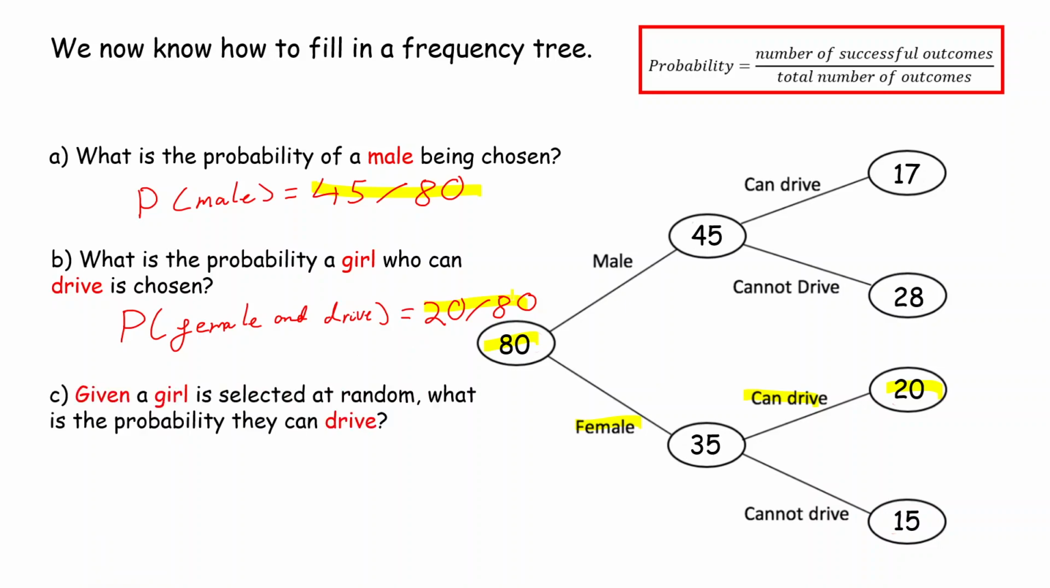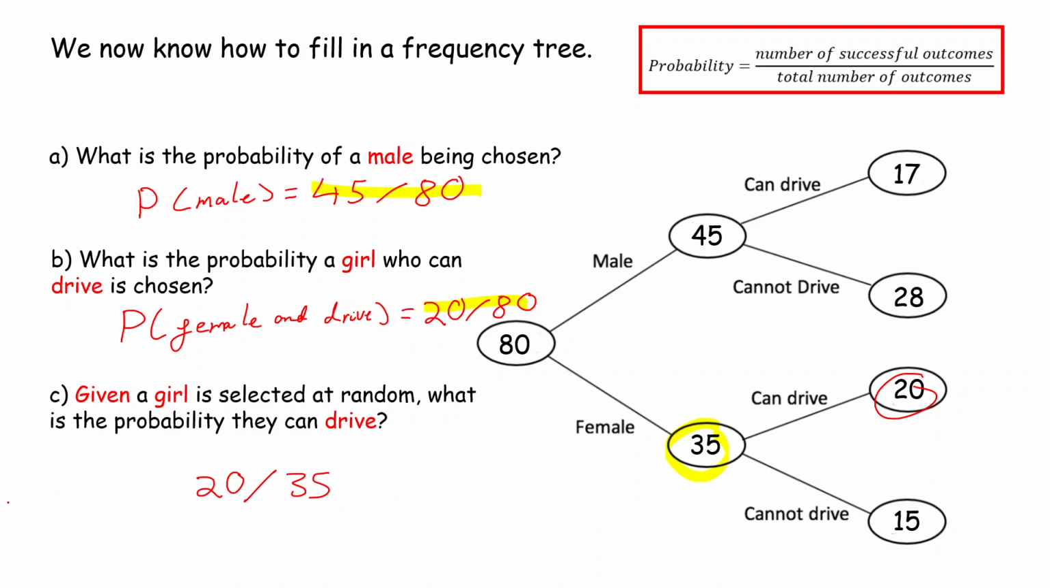And then part C, which is a bit more tricky, but a really important question that we can recognize, is saying this: given a girl is selected. So we're told that it's got to be a female. It's got to be out of a total of 35. It can't be a male. So straight away, I'm going to write this down. The total has got to be out of 35. And the question is now asking, what is the probability that they can drive? So given we know it's a female, the probability that they can drive is going to be 20 of them. So we're looking at this one over here. So 20 out of 35.